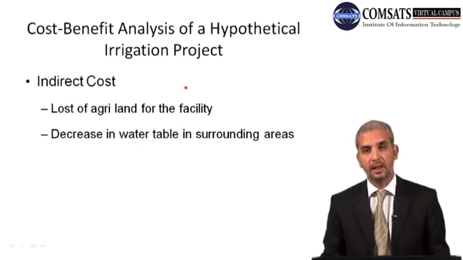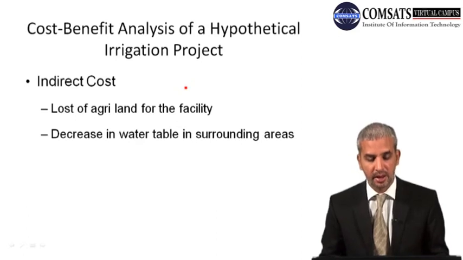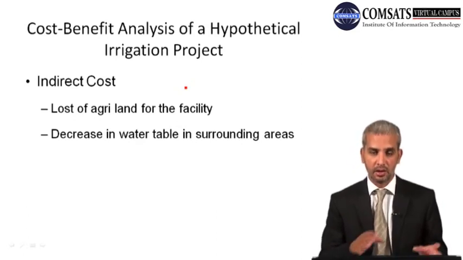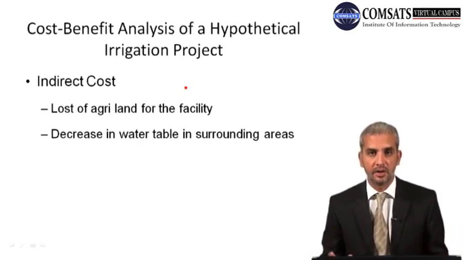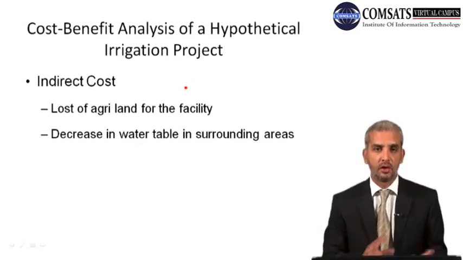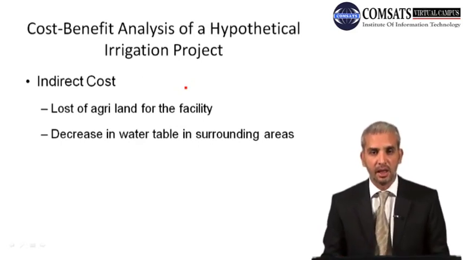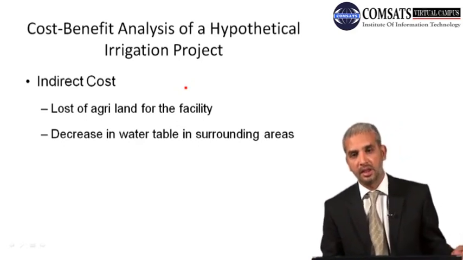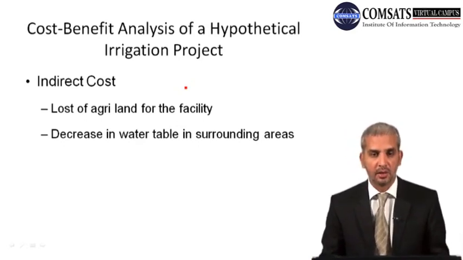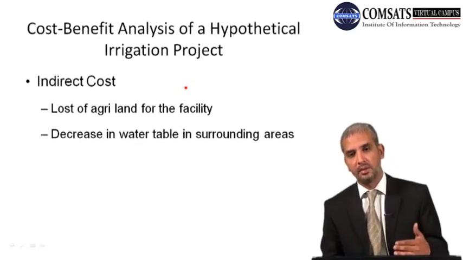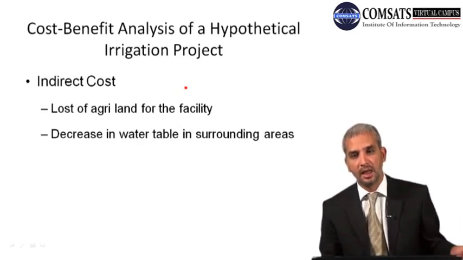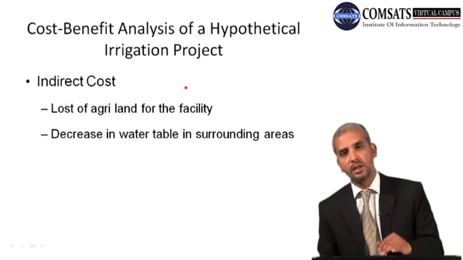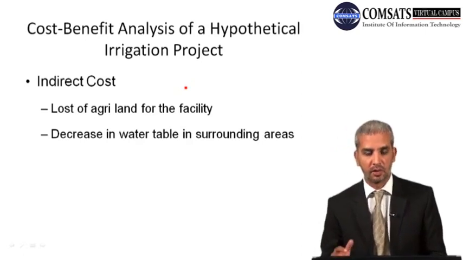And then the second issue is the decrease in water table in surrounding areas, because you need to consider that the water accumulating in that area in which you are taking up that irrigation project is coming from some place. If that water is coming from some place, that would mean that there is decreased water level in those areas. So there the cost is borne in the sense that their agri yield would drop, so that also needs to be included in the cost of this project.